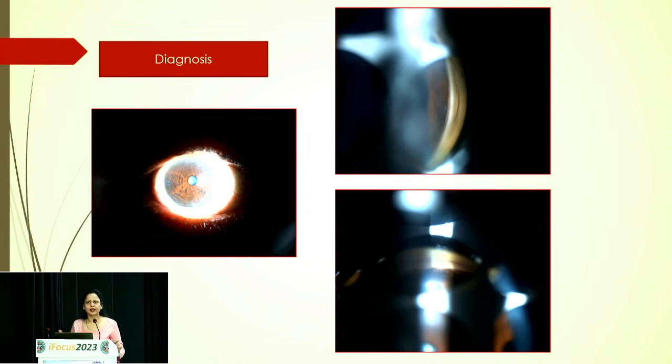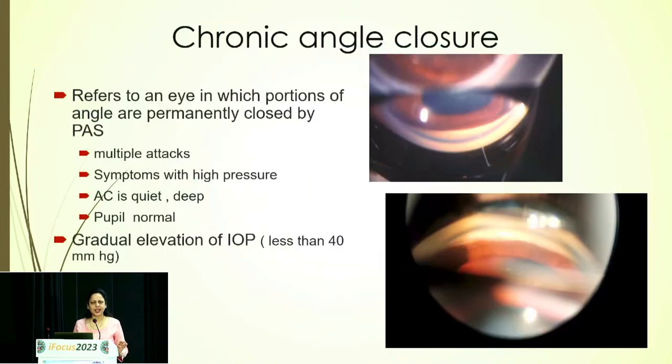Anybody can just get up and tell me. Laser PI, and this is a case of angle closure. So this is a case of a primary angle closure glaucoma. That's synechial. So the minute synechiae come, this next picture comes to our mind.